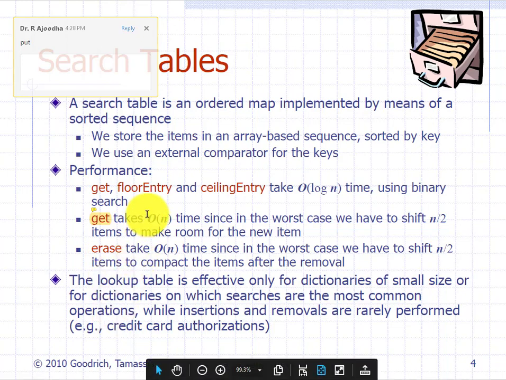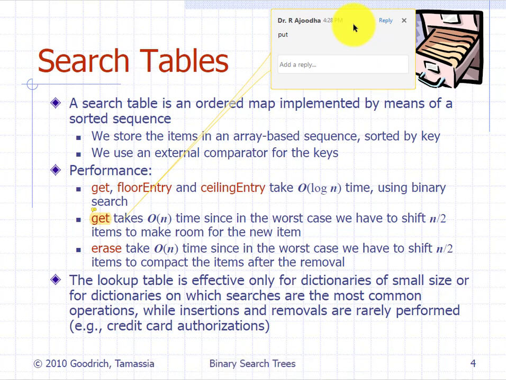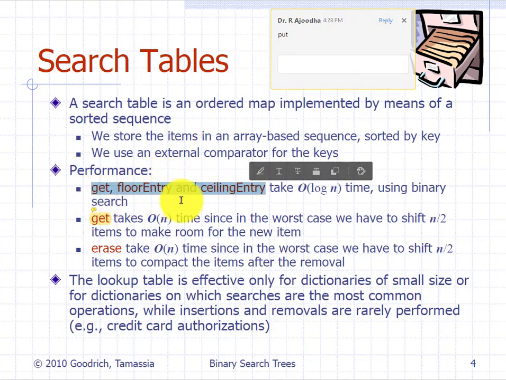Okay, so what's the problem here? We've got search tables and they look really great. Because they're sorted, it's easy to find things. It's easy to find the floor of things and the ceiling of things. But putting things inside of it is O(n), which is expensive. Erasing things from it is O(n), which is expensive. And so if we have more frequent operations here than here, so more frequent gets, floor entries and ceiling entries, and less puts and erases, then we can prefer to use search tables in this way with contiguous access.